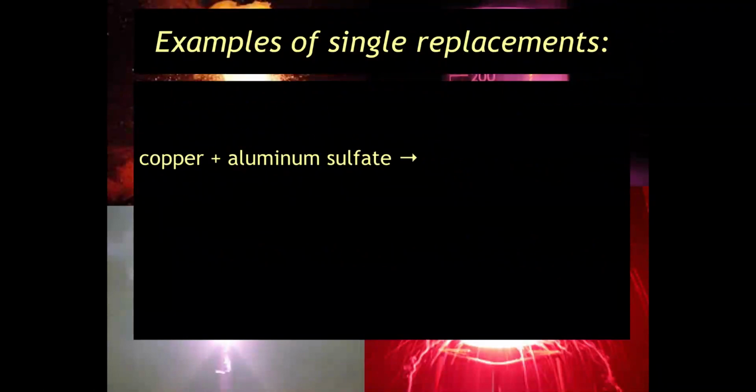Let's look at another example. You've got copper plus aluminum sulfate, and you have to predict the products. Okay, so copper is a metal. Aluminum is a metal. Remember, like replaces like. So the question is, will copper replace aluminum or not? You have to look at the activity series sheet.